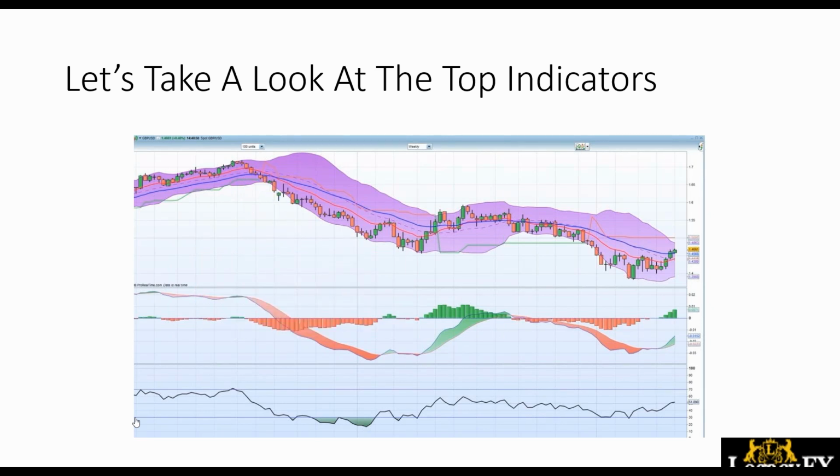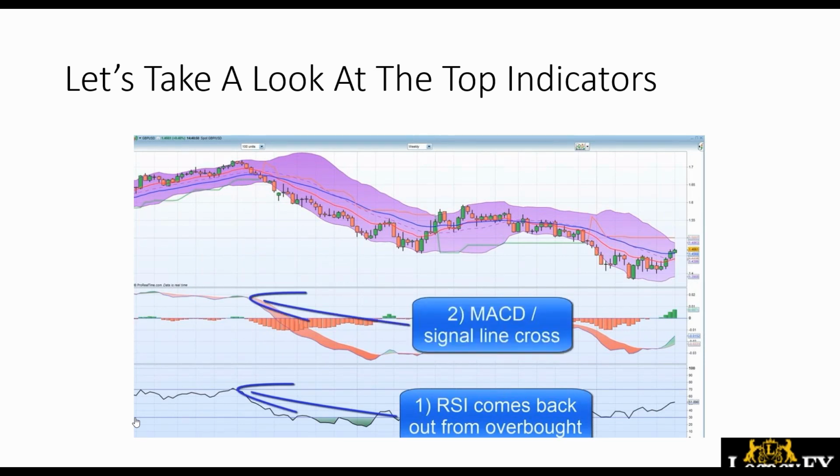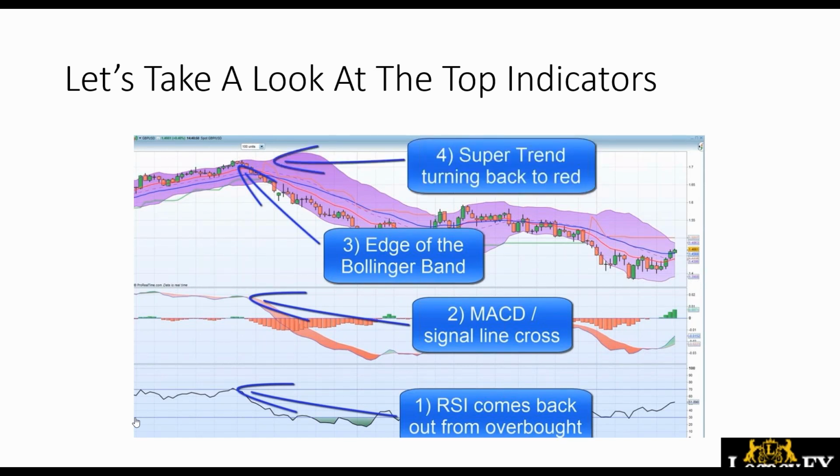We now have the confluence of four indications. We have an RSI coming back out of overbought, we have an MACD cross, we have the market going to the edge of one of the deviations of the Bollinger Band, and we also have the Super Trend turning back to red.